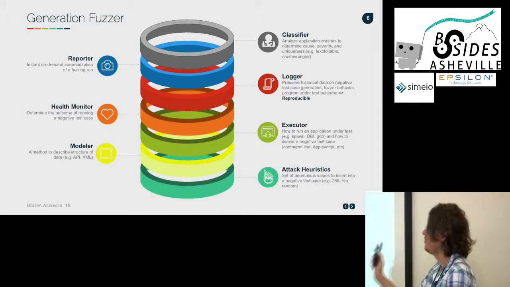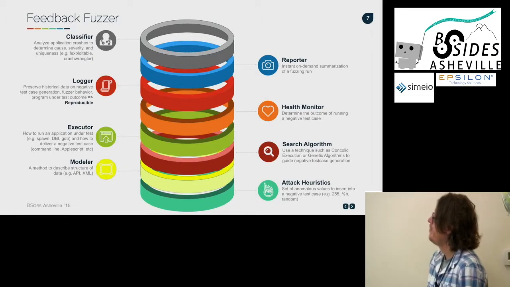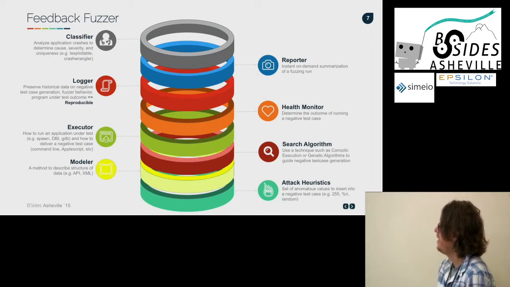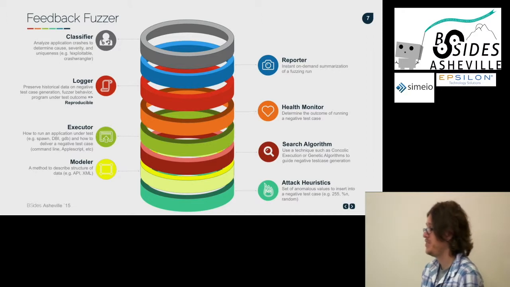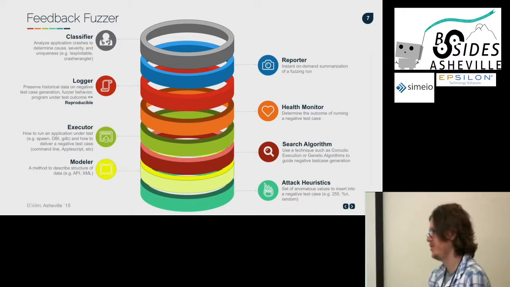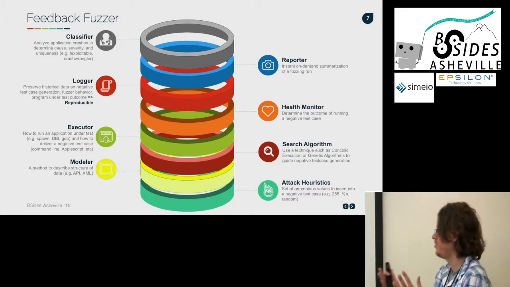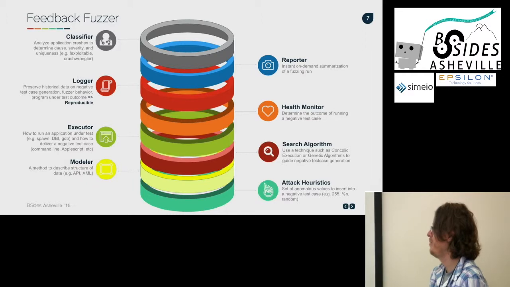Questions? Okay. The last one and the newest in this area is actually a feedback fuzzer. So this is adding in some type of search algorithm, whether that be something like constraint solving or concolic execution or genetic algorithms to be able to search the space for different inputs.